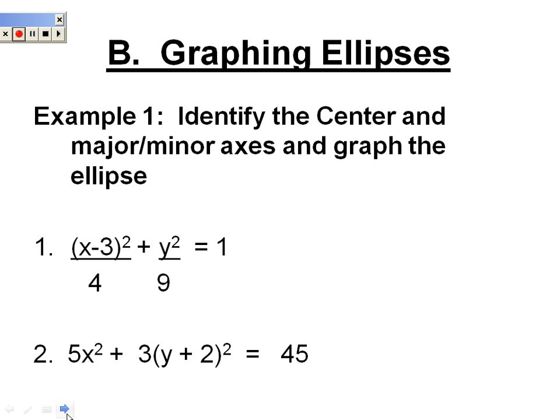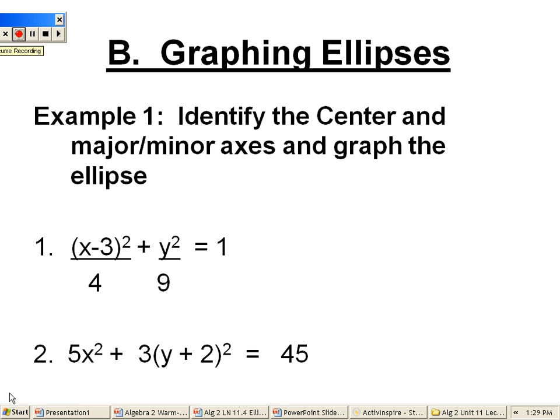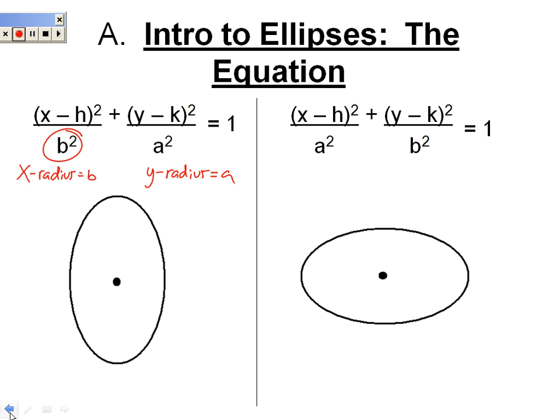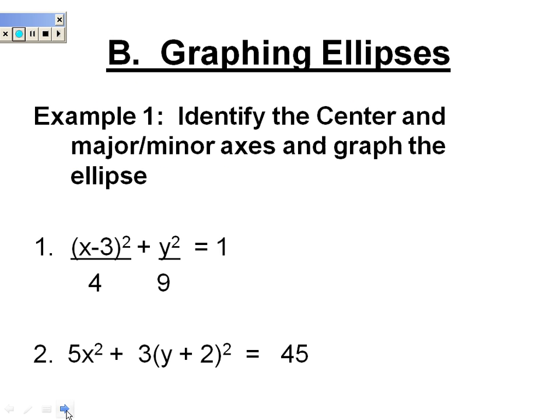Alright, so let's go ahead and do some examples here. We're going to start off by graphing. So go ahead and write down example 1 and the directions here. Before we do it, h and k are going to represent the center just like they always have, for these circles and conics and whatnot. So h and k is our center, and b is like our x radius, and a is like our y radius in this case. So let's go ahead and do this one.